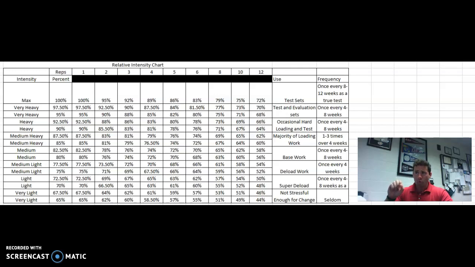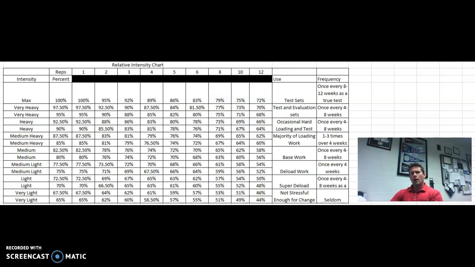Now, say we're going to have them do a set of 10, and we're only going to put 70% of their max on the bar. Well, if we look over the relative intensity chart, we're going to realize that 70% of your max is going to be pretty heavy for a set of 10. In fact, most people are only going to be able to do 10 reps at 75% of their max.